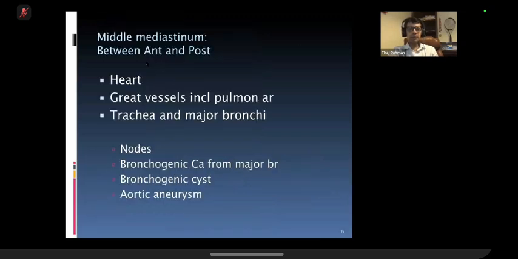This is the third part of the mediastinum, which is between the anterior and posterior mediastinum, which involves the heart, blood vessels, and the major airway. And the differentials are again quite clear: a bronchogenic cancer from a major bronchus, a bronchogenic cyst, a vascular abnormality, or lymphadenopathy.